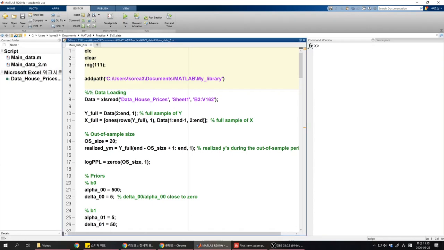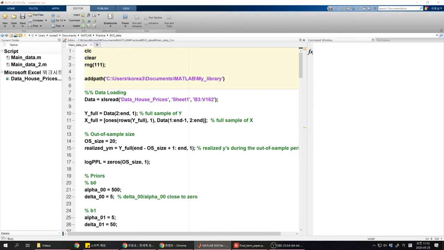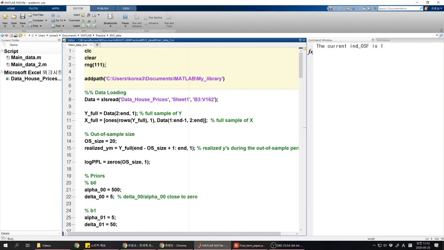Okay, then let's try to improve the predictive accuracy further. Okay, and then let me run this code again. Oh God, this is so slow.